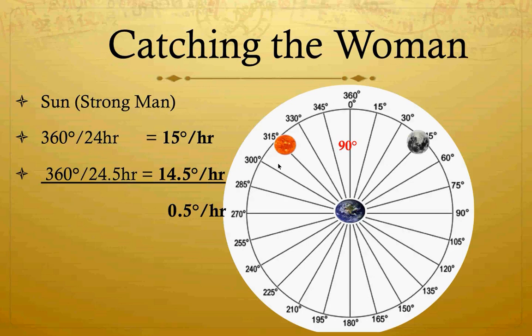So essentially right here, the sun is traveling at a rate about 0.5 degrees per hour faster than the moon. If you look, I just added the two calculations. The sun is 360 divided by 24 hours, which equals 15 degrees per hour, and right below that, the moon is 360 divided by 24.5 hours, which equals 14.5 degrees per hour. So that's where you get that 0.5 degrees per hour.